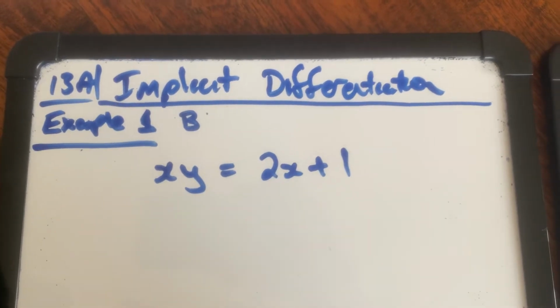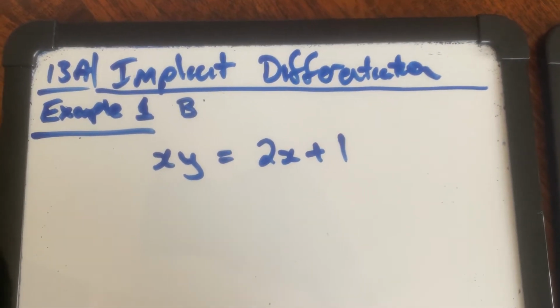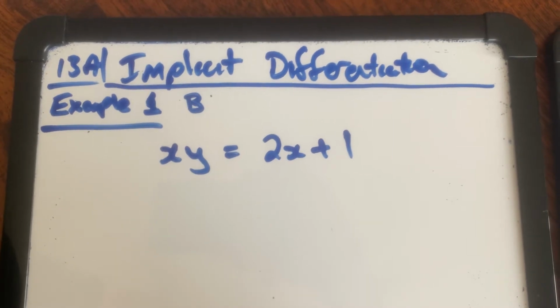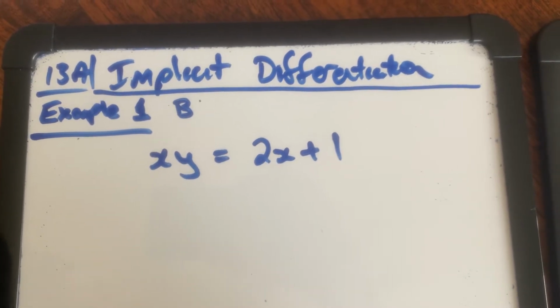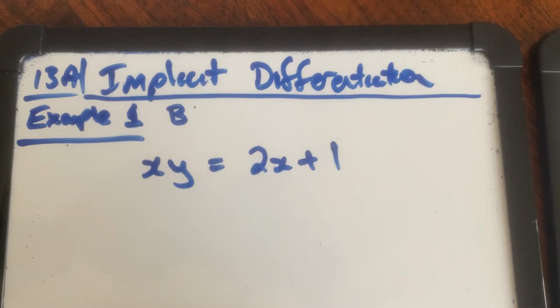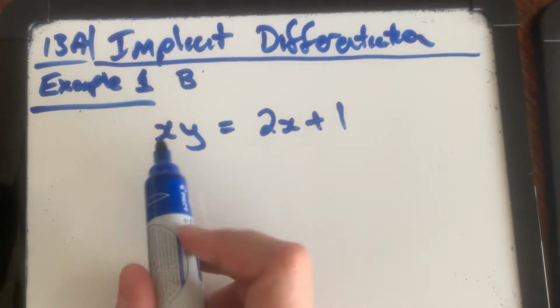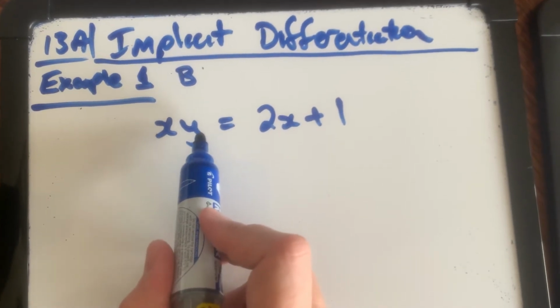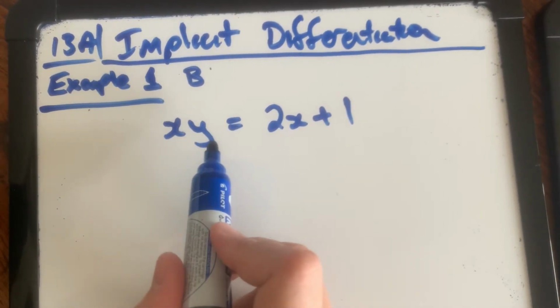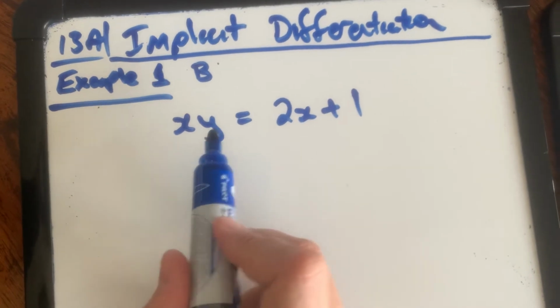Now we're doing implicit differentiation, and this is a bit of a different one. This is example 1b. Notice in this one, instead of having a y squared, which you often find in an implicit differentiation question, we've got an xy term. And that's our little bit of a trickier part. So it's going to be the tricky part of this one.